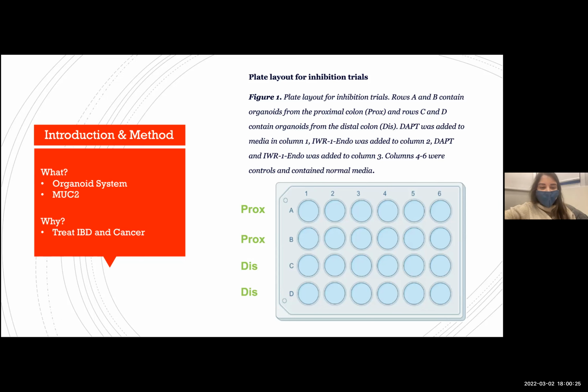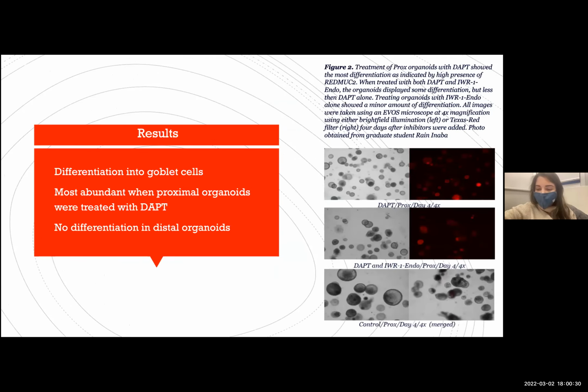Okay, let's go to that second slide. First slide, I think you can make it good and make the story attention grabbing. Let's see results. Okay, differentiation into goblet cells. So everyone's going to be like, what are goblet cells? So make sure when you're explaining it, you touch on what those are.